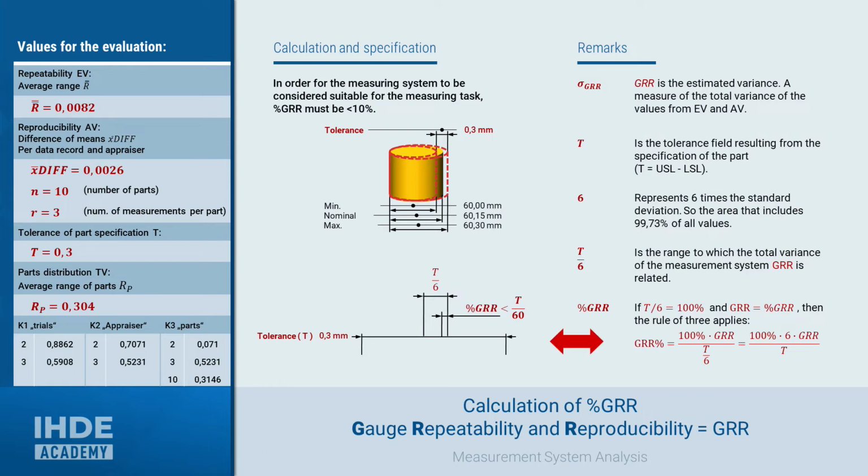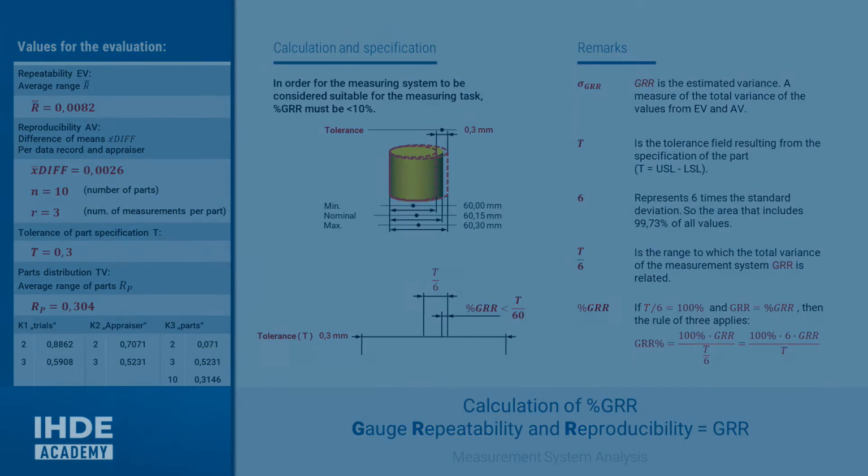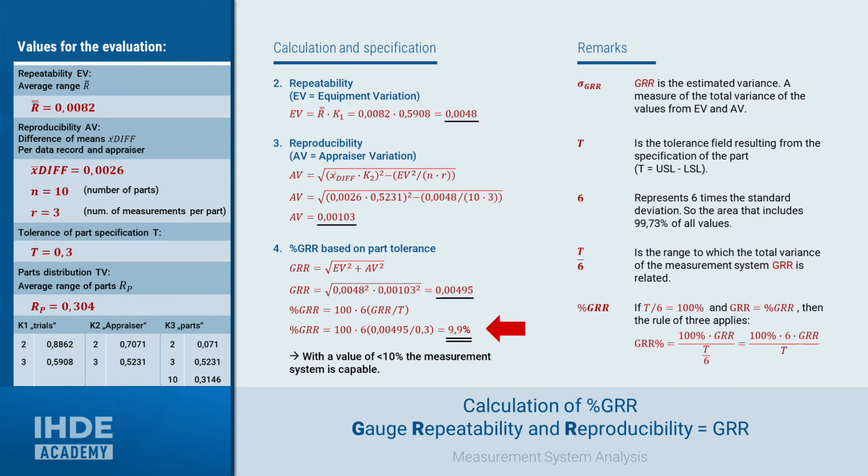Based on the tolerance of the product characteristic, a reference value is defined to which the overall variance is put in relation. To get this reference dimension, divide the tolerance by 6. The overall variance of the measuring system should then be less than 10% of this reference value, so that the measuring system is considered capable. If you now calculate the percentage of the total variance GRR, the result is a value of 9.9%. With a value of less than 10%, the measuring system is capable.